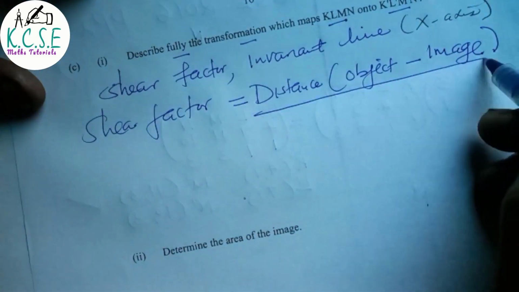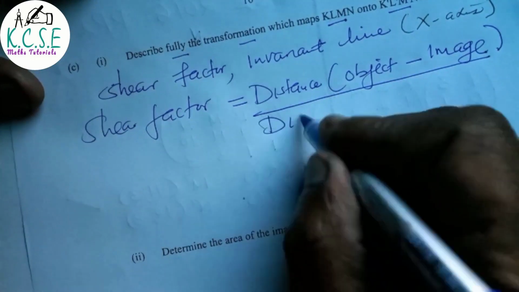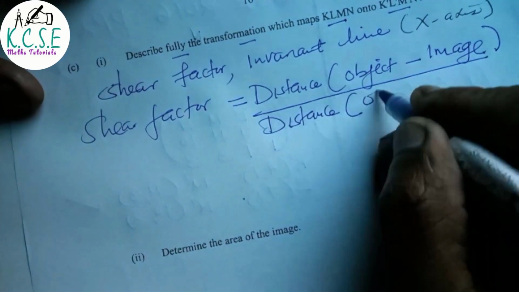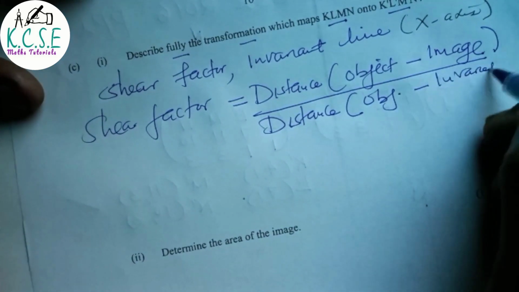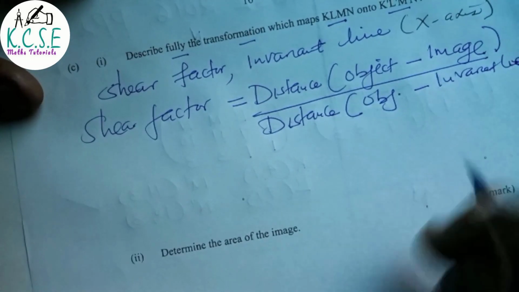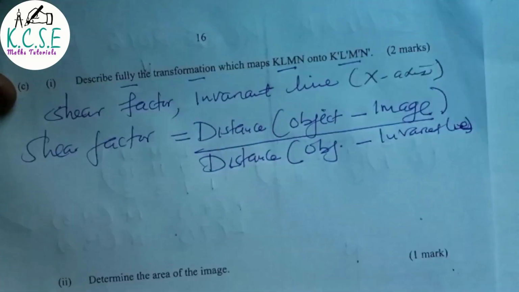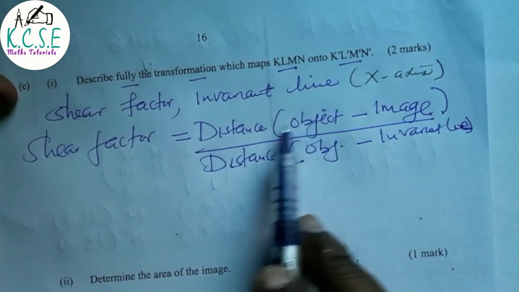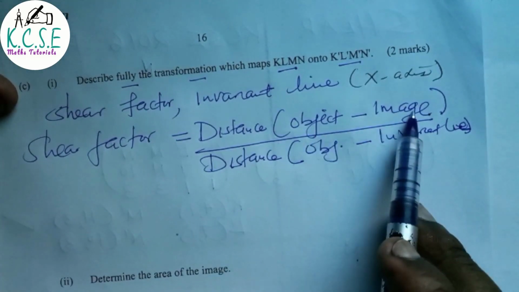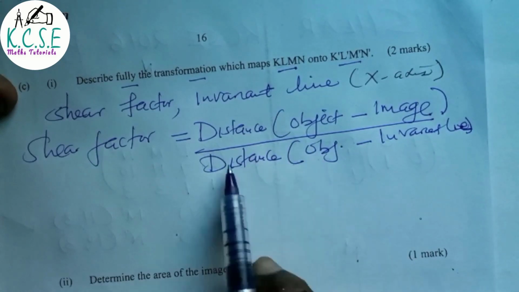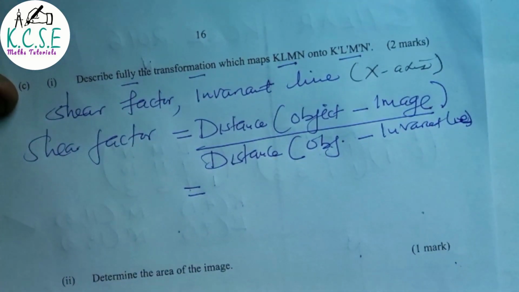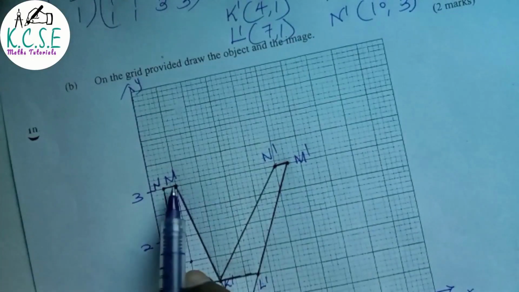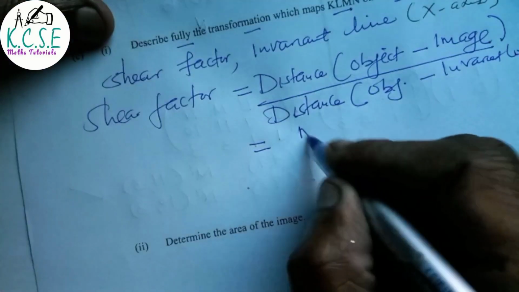Then divide that by the distance from the object that you've chosen to the invariant line. This is how you get the shear factor. Just get any object point to its image, then divide that distance by the distance from that object point to the invariant line. I'll give you an example here. So let me choose the object and the image point. I'll choose M to M prime.